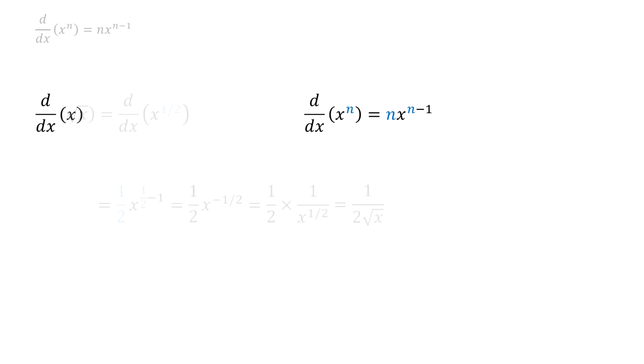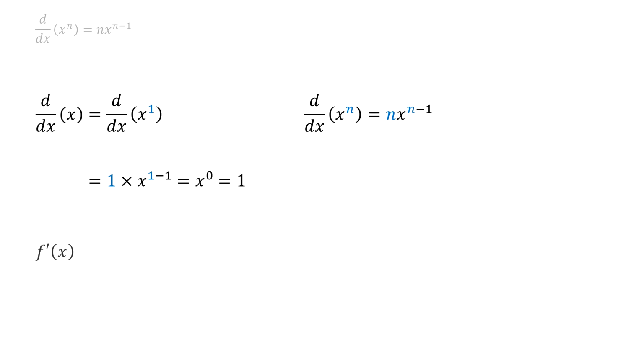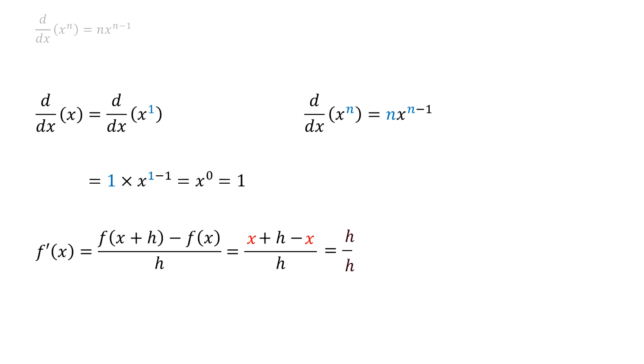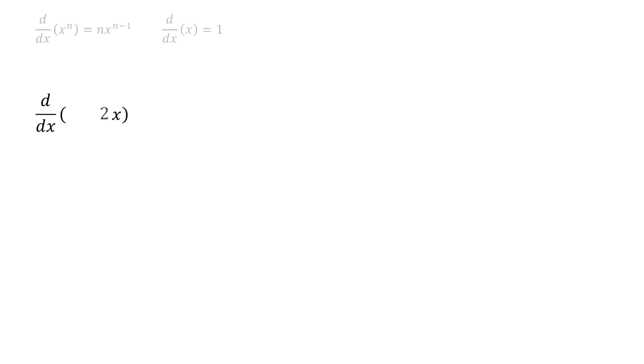If you plug in n equals 1, you'll find the derivative of x is 1, which you can also easily get using the difference quotient. What if it's 2x, 3x, 100x, or 2000x? Basically, x times some constant c? Then the derivative is just that constant.